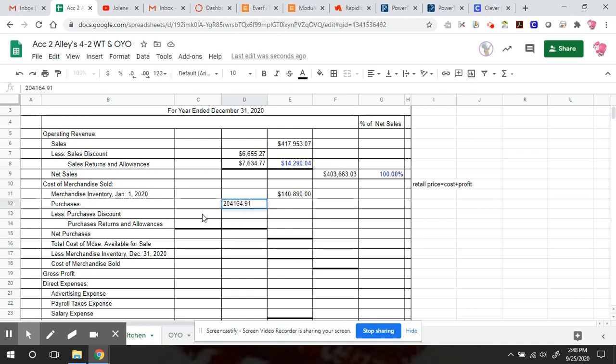$204,164.91. Now, when you have purchases, sometimes you have discounts and sometimes you have returns because the product may be damaged in shipping or something like that, and you have to send it back. You do not want to count this as part of your purchases. So we've got to take these out.